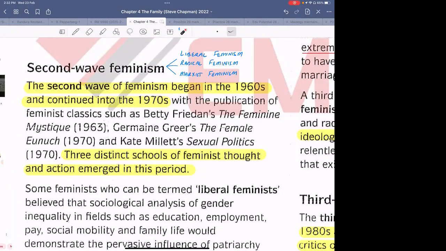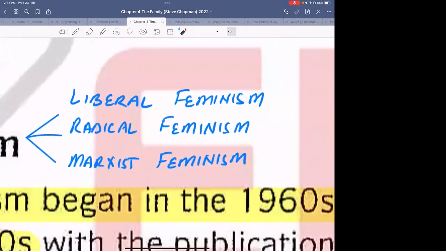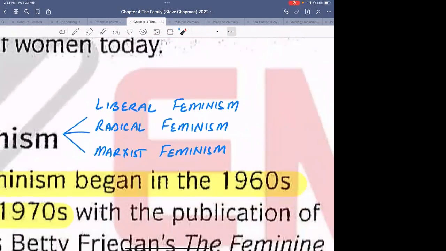हम फेमिनिज्म की सब कैटेगरीज की बात कर रहे हैं, और इन फेमिनिज्म की सब कैटेगरीज के अंदर we have liberal feminism, we have radical feminism, and we have Marxist feminism. So we speak about liberal feminism, radical feminism, and Marxist feminism, and then we proceed. Right? Do we have any question? Any question?